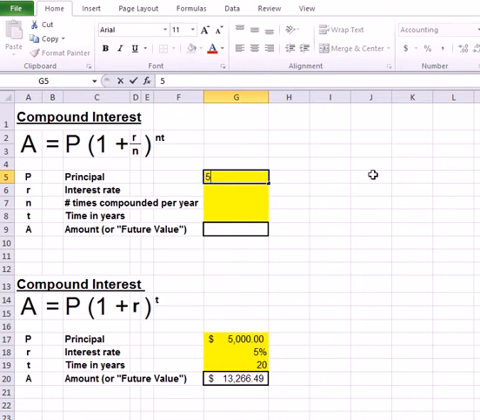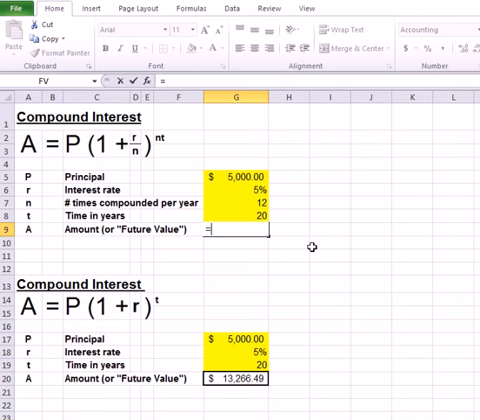So let's put our principal in there, assuming $5,000 again. Input the interest rate. Here is the n, which is the number of times compounded per year. So if we're compounding monthly, we would put 12. And let's go for a 20-year time frame. We're going to see what that 5,000 is going to be worth in 20 years.